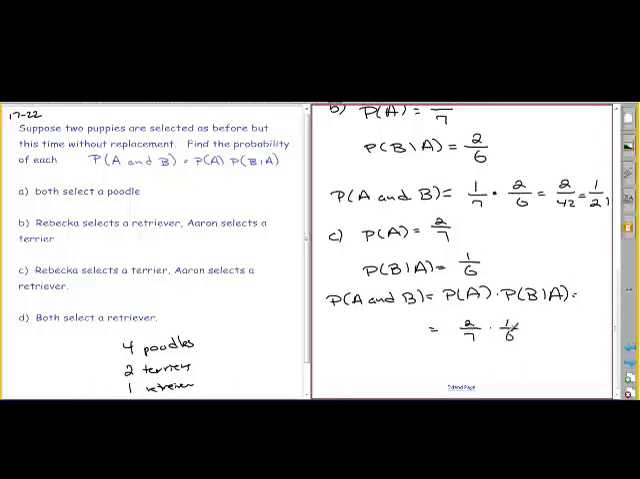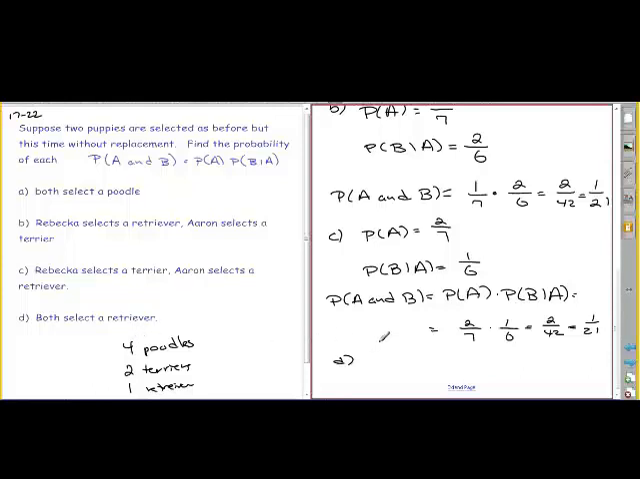So if you multiply these two together, you get the same answer as the previous problem. It's just they get flipped around. You still get 2 over 42, which is 1 over 21. And part of the reason is because the first choice doesn't affect the second choice as far as the number. Let's do D, and then we'll come back and redo C. So what's the probability of Rebecca picking a retriever, and then Aaron picking a retriever?